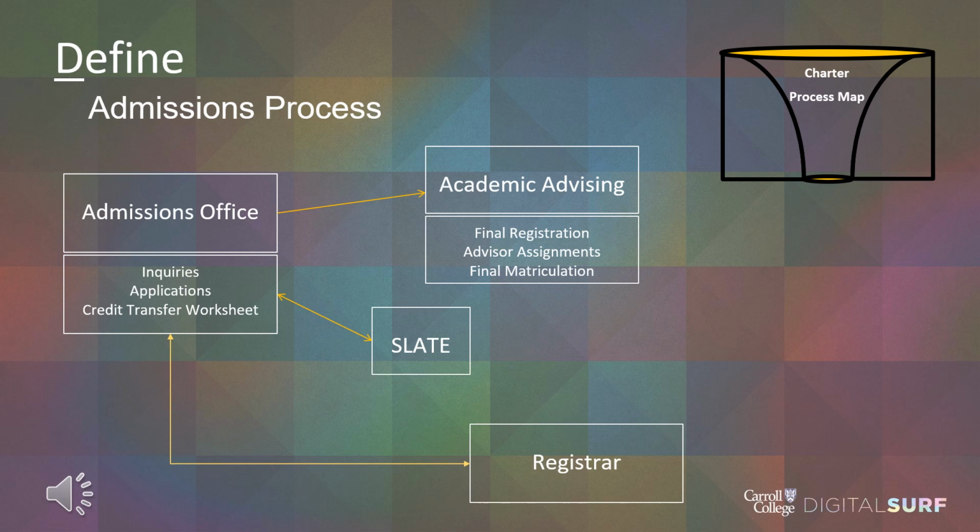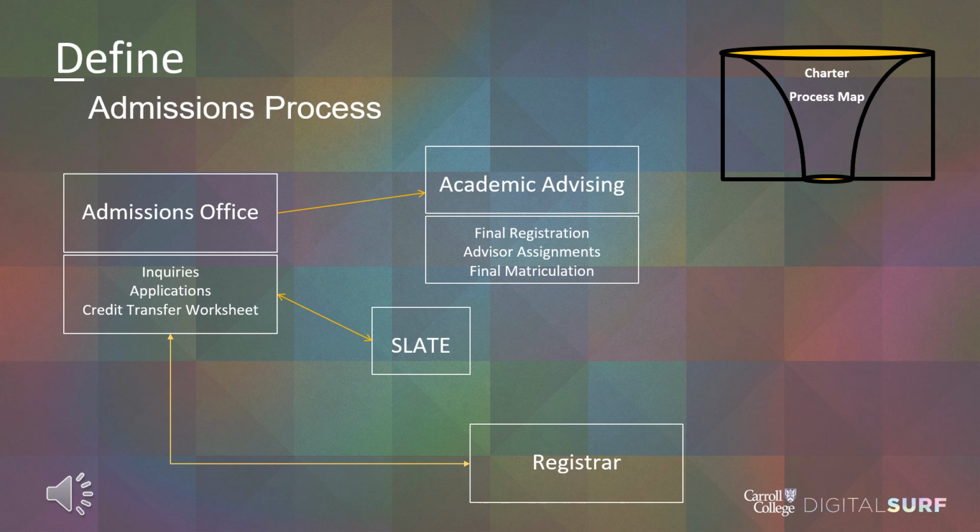The registrar, once they've made that determination, that information goes back to the admissions office, who then takes the hard copy file and sends it to the academic advising office. And the academic advising office is responsible for final registration, making advisor assignments, and the final matriculation into Carroll.